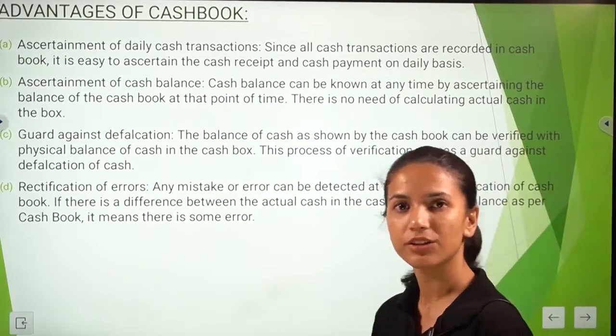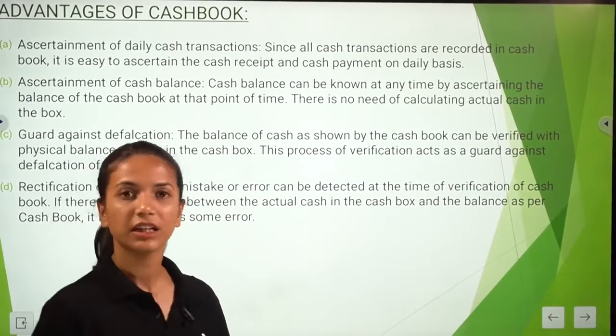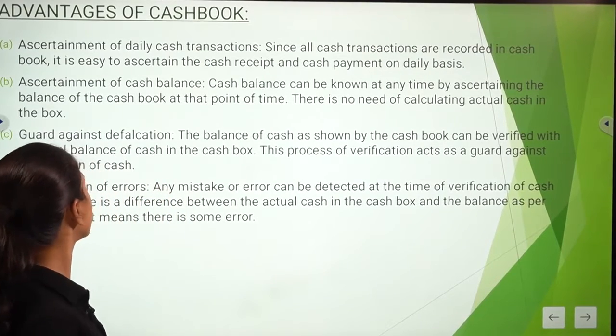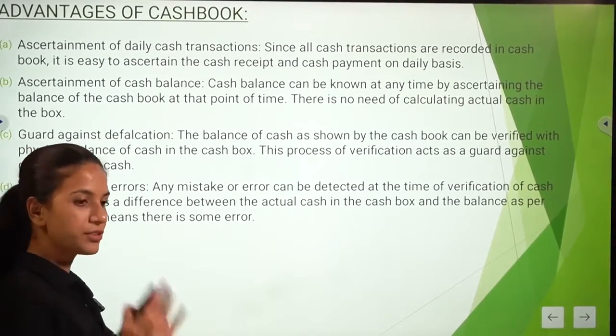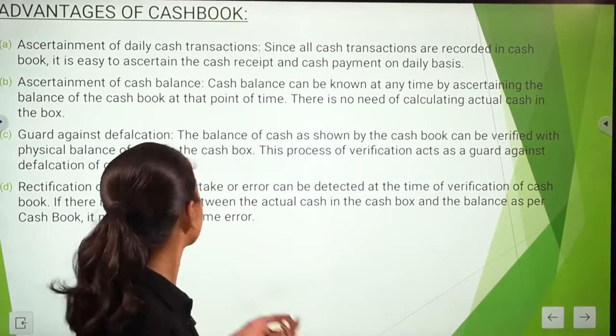Ascertainment of daily cash transactions. If you prepare the cash book, you can see all the daily cash transactions taking place in your business. Since all cash transactions are recorded in the cash book, it is easy to ascertain the cash receipts and cash payments on a daily basis: how much received and how much paid. This can be easily ascertained.